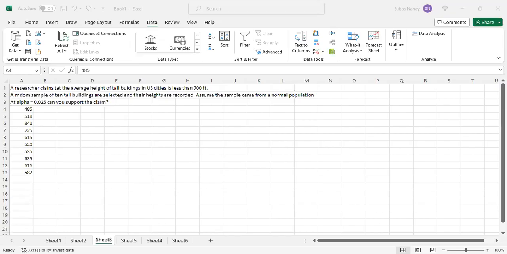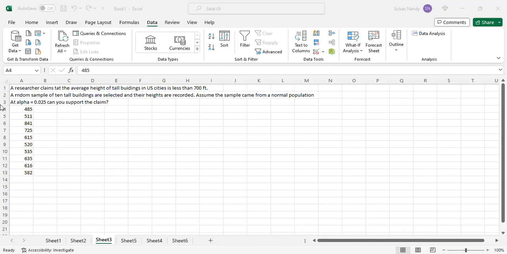A researcher claims that the average height of tall buildings in the US cities is less than 700 feet. A random sample of 10 tall buildings are selected and their heights are recorded. Assume the sample came from a normal population. At alpha equal to 0.025, can you support the claim?